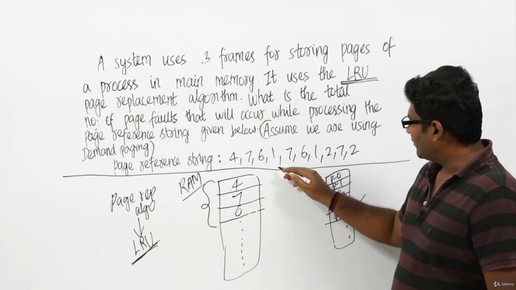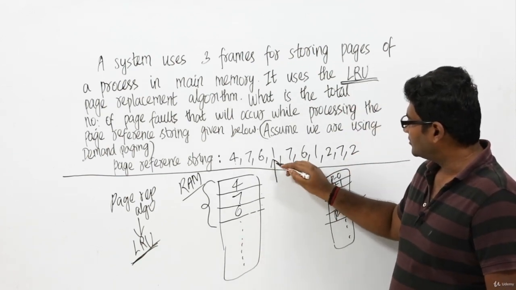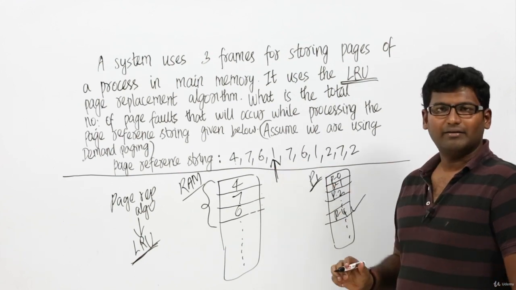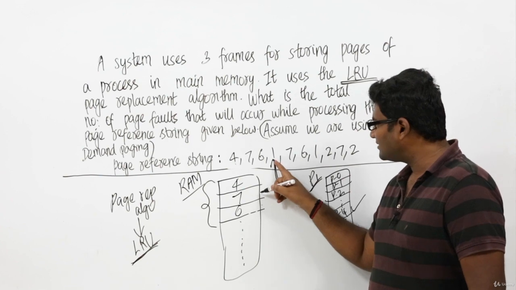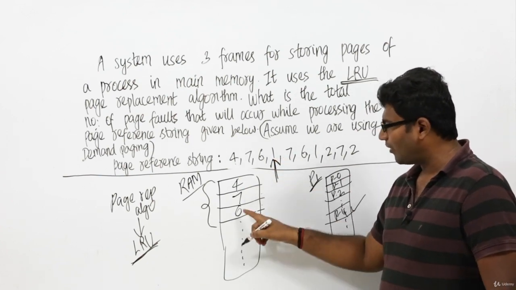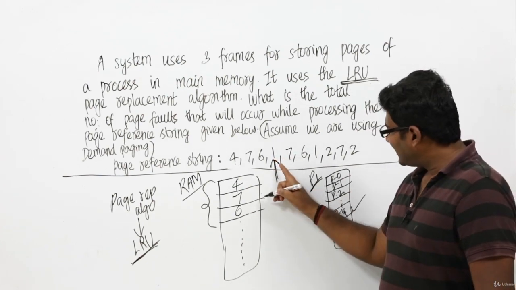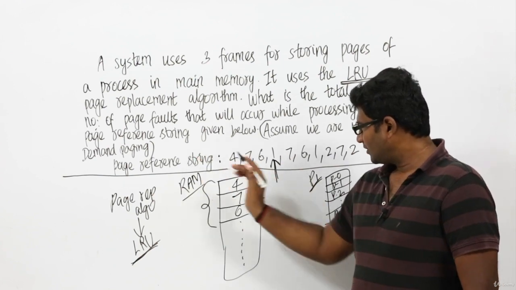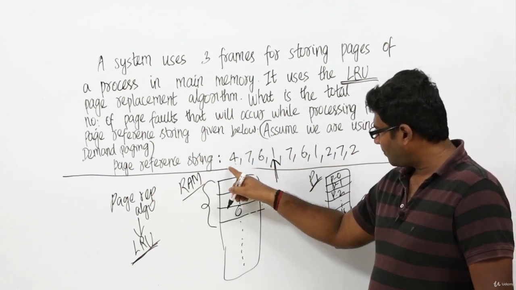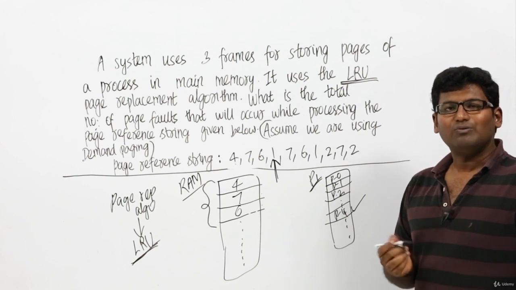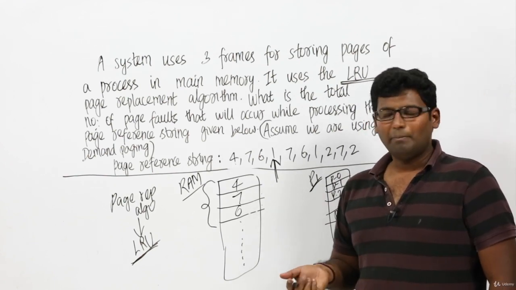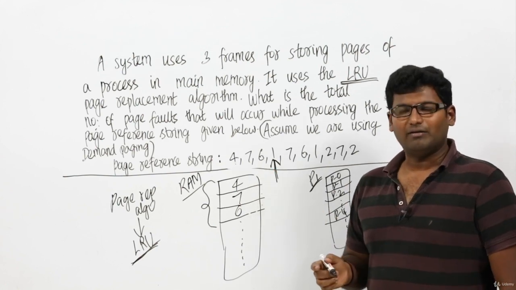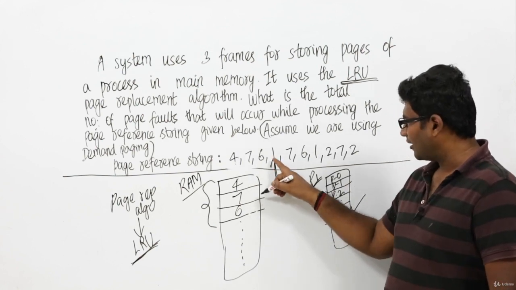See, we are now processing this page, right? This is the page we need to place inside the RAM. Now we are actually processing page number 1. Now see the page reference string before. We have referred page number 4, page number 7, page number 6. Which is the most recently referred page by the CPU? Page number 6, right? Page number 1 is obviously referred now, fine.